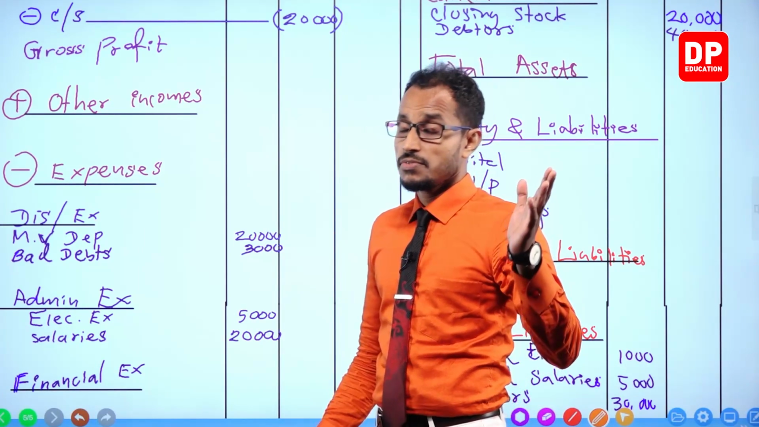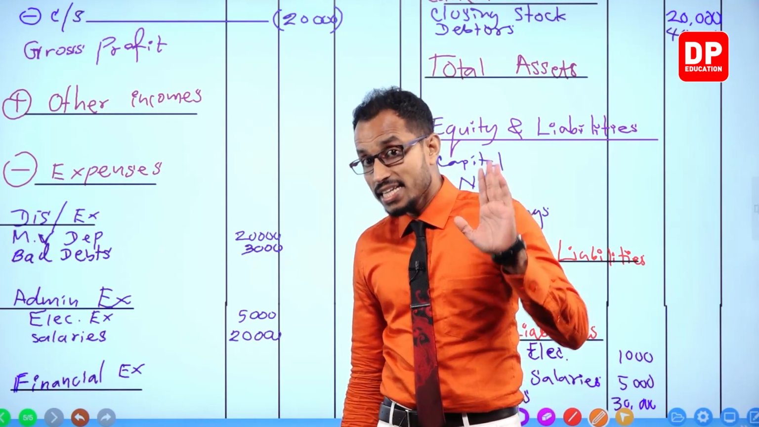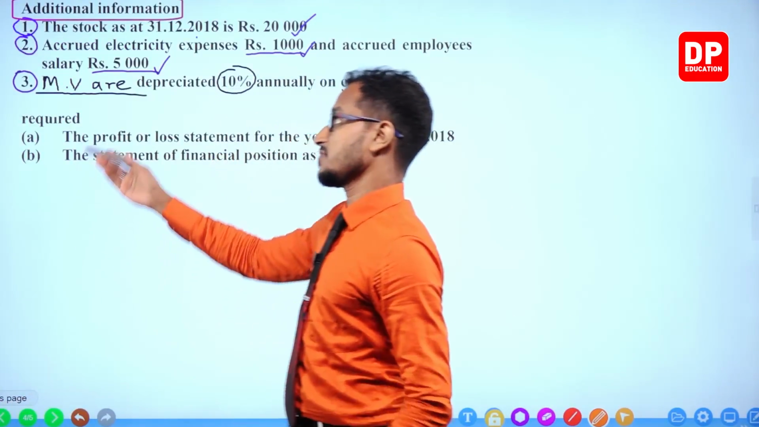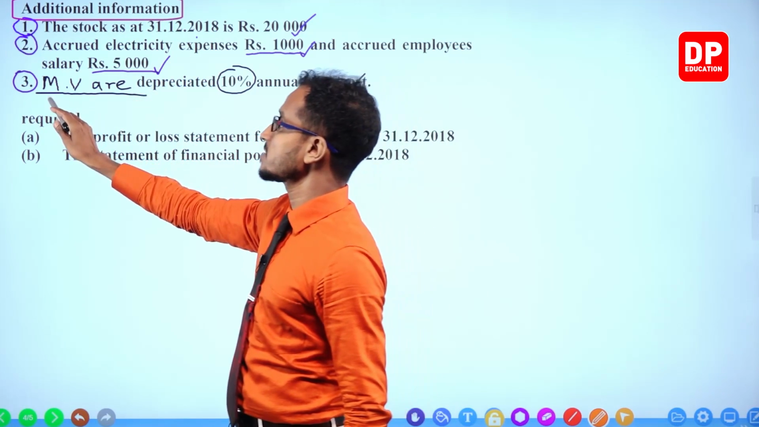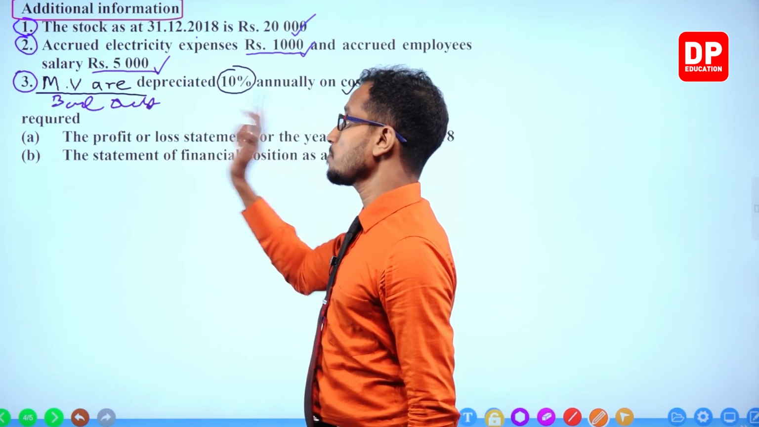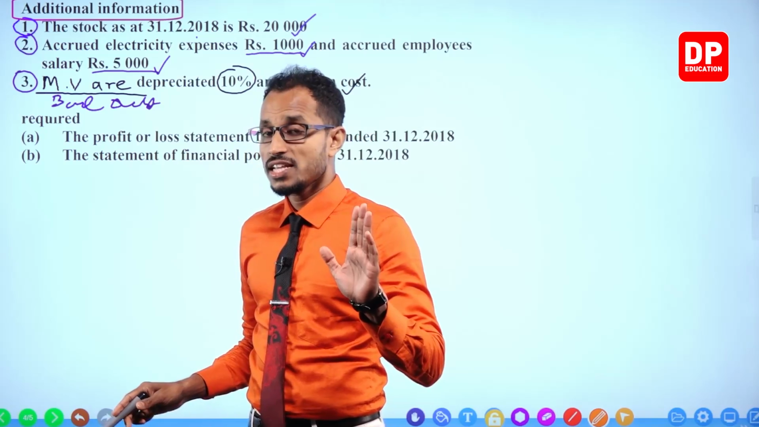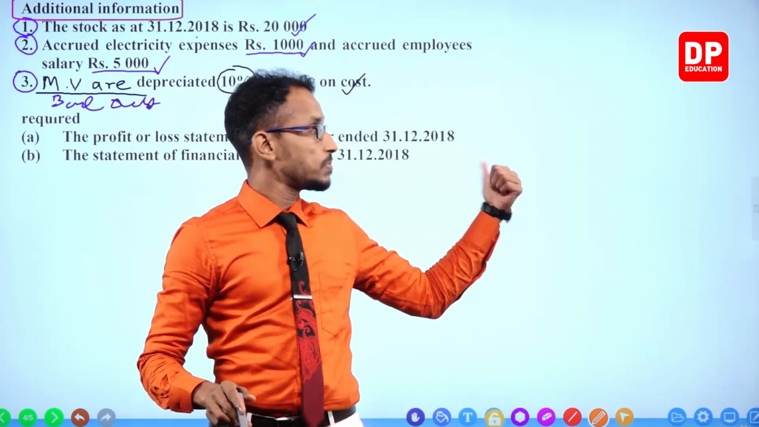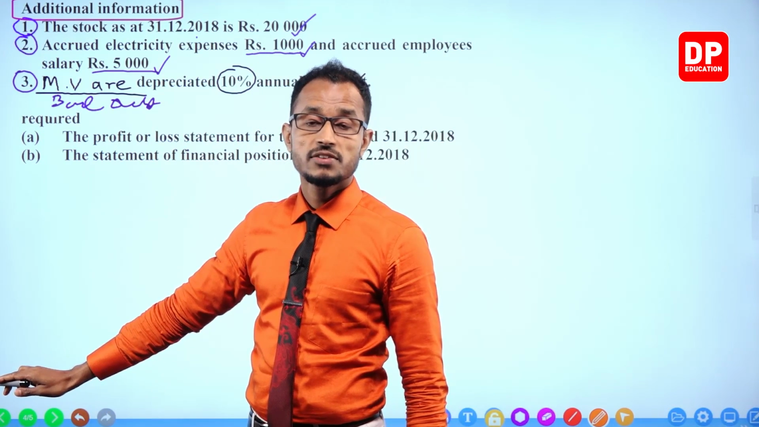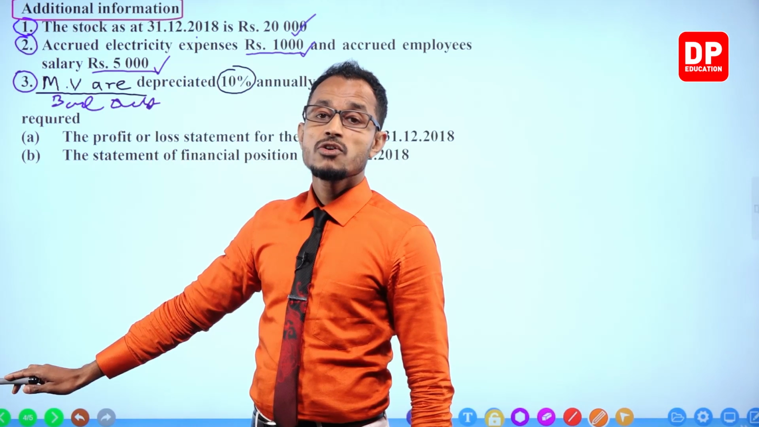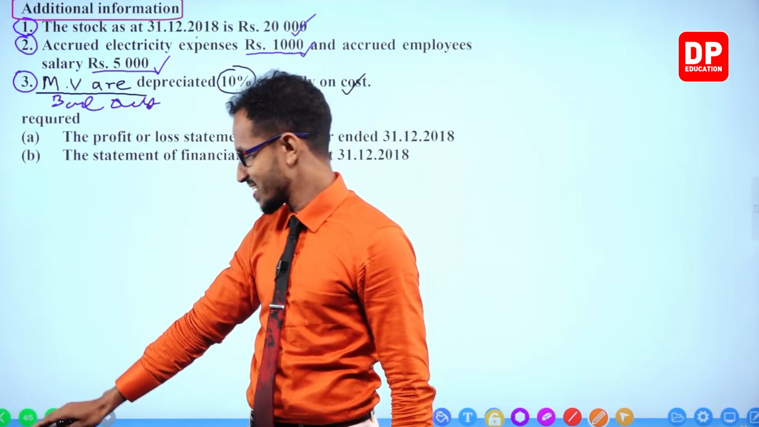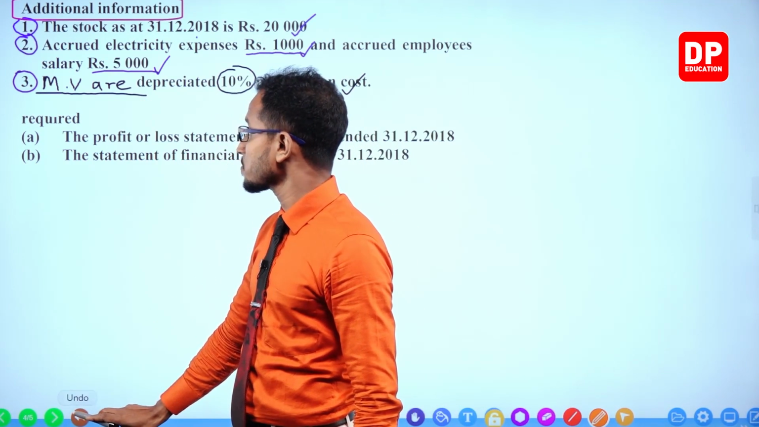If a bad debt is given in additional information, then you must put this to distribution expenses as well as it should be subtracted from debtors in the statement of financial position.